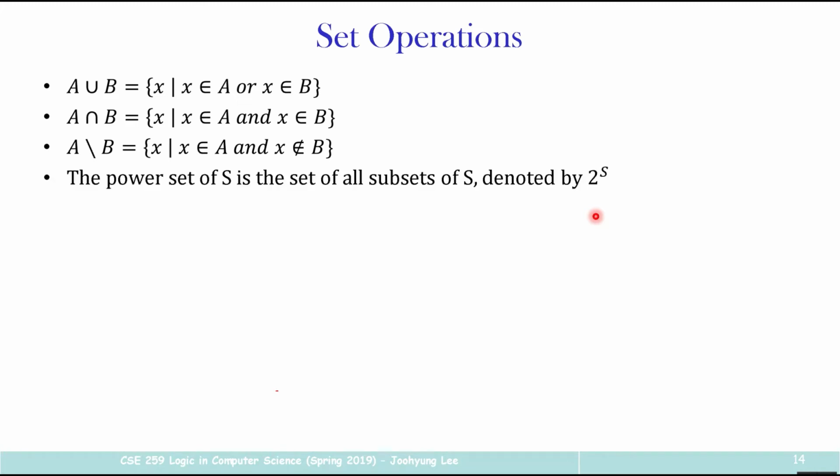There's another thing called power set. The power set is a set of all subsets of S, and is typically denoted by 2 to the power of S. So let's practice this example. What is A union B? First, how many elements will there be when you do A union B?